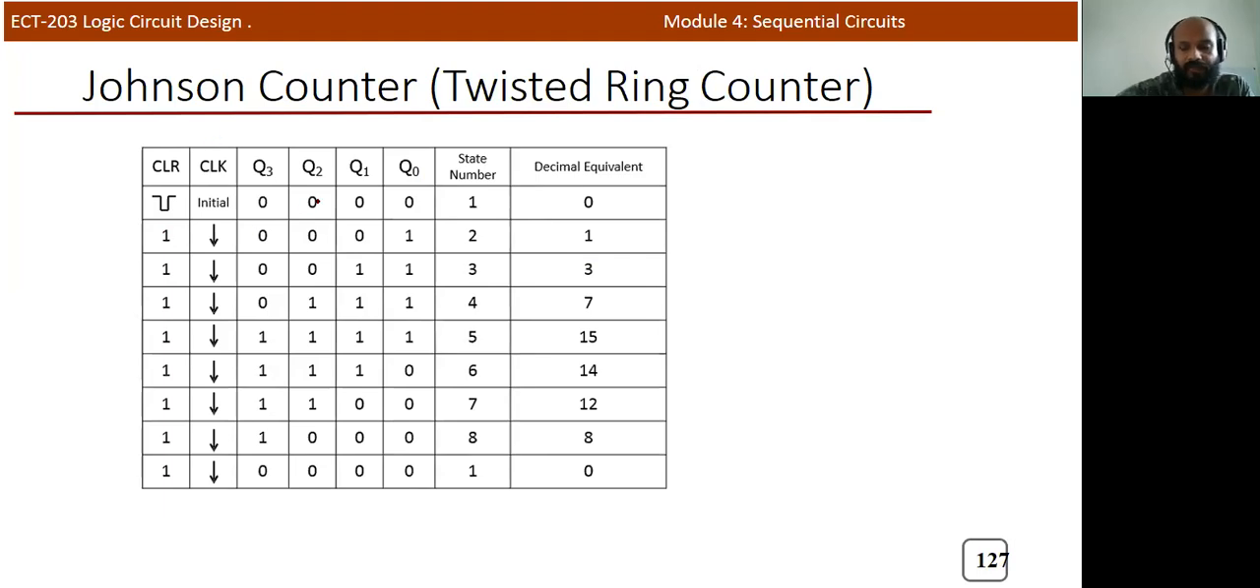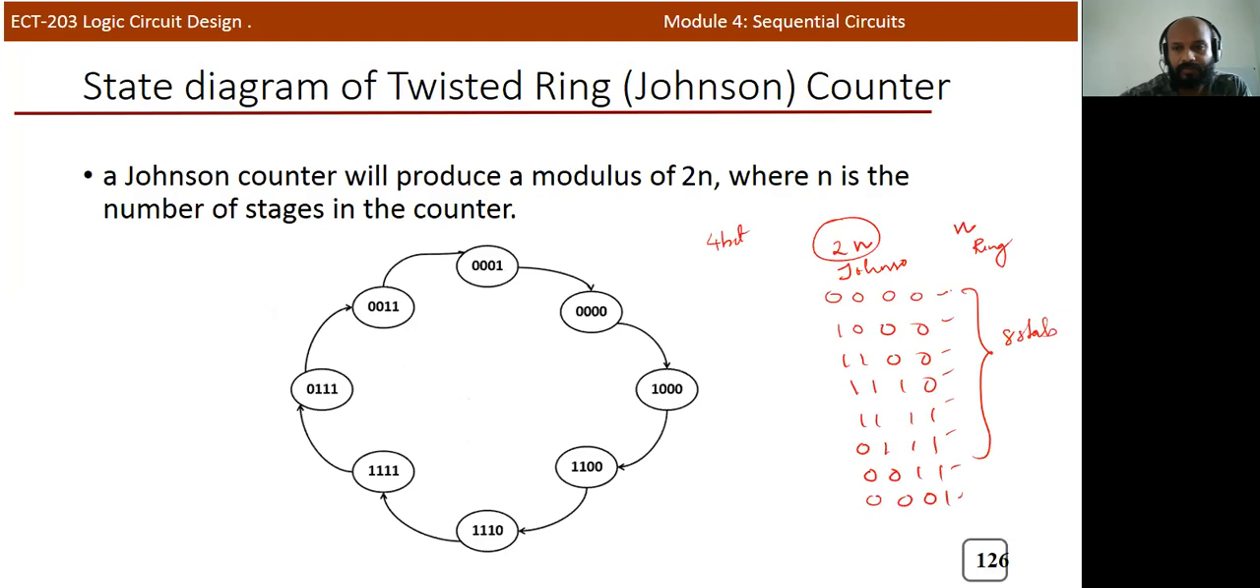If you compare with the ring counter, here you can see the last value is complemented and inserted. For example, if you observe the last state, it's 0, and this 0 is complemented and inserted to the first state. Okay, here it is 0. That 0 is complemented and inserted to the first state.